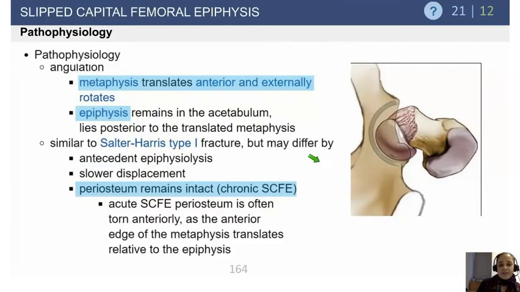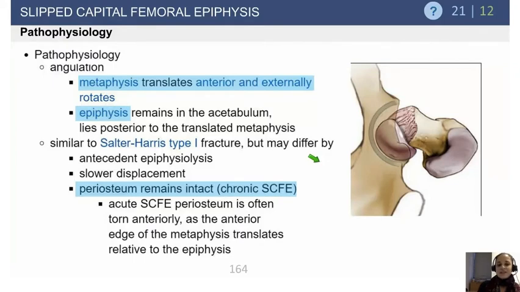So what happens is that your metaphysis translates anteriorly, it externally rotates, and it moves superiorly. Your epiphysis stays in the acetabulum. So remember, ice cream stays and cone is what moves. This is similar to a Salter-Harris 1 fracture of the proximal femoral physis.